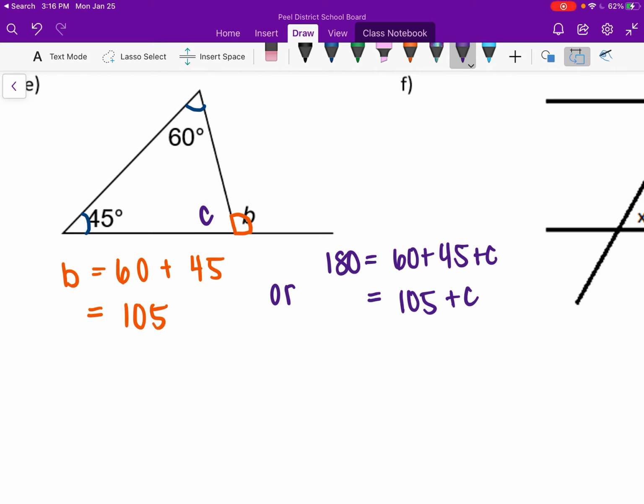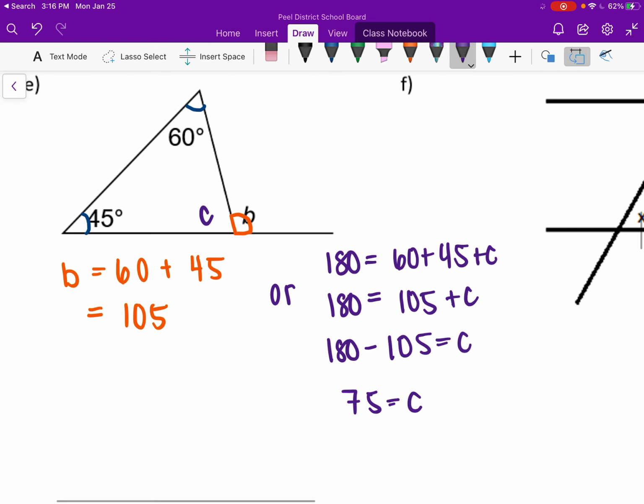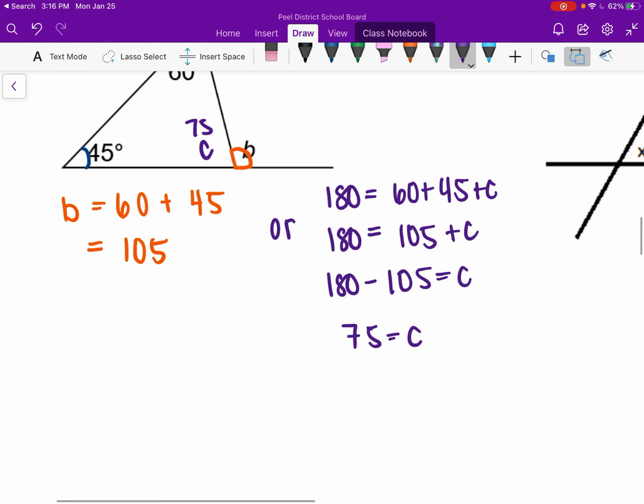I'm sorry, 60 plus 45 is 105 plus C, which would have been that, right? And then you would have moved it to the other side, so 105 equals C. 180 minus 105, this means that 75 equals C, right? And so if we knew that this was 75, we could do 180 minus 75, because that's a straight line, is going to give me B, right? And if I did 180 minus 75, I would get 105.